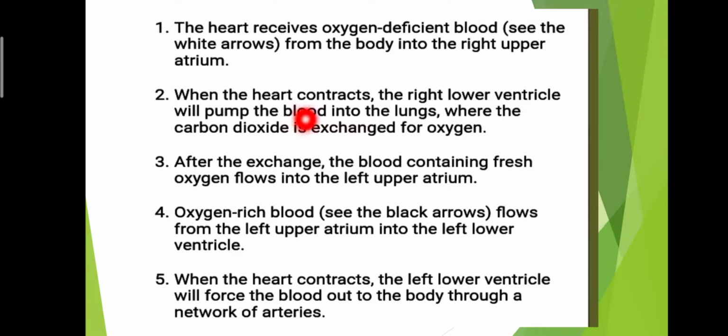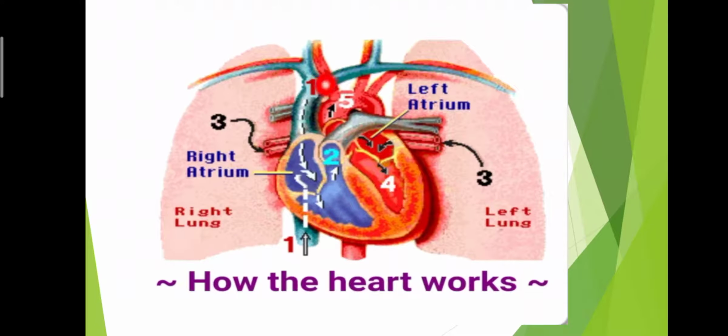When the heart contracts, the right lower ventricle will pump the blood into the lungs where the carbon dioxide is exchanged for oxygen. The right atrium sends blood to the right ventricle, and when the heart contracts, the blood from the right ventricle goes into the lungs with the help of the pulmonary artery.